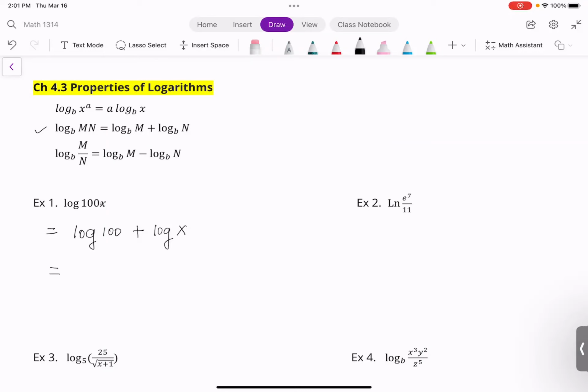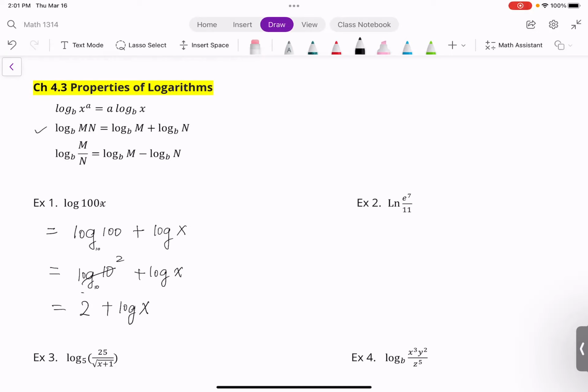We know that log 100, the base is 10 because it's a common log. So we can rewrite 100, which is 10 squared, and log base 10 and 10 can be canceled. I have 2. Don't forget log x. So we have plus log x.